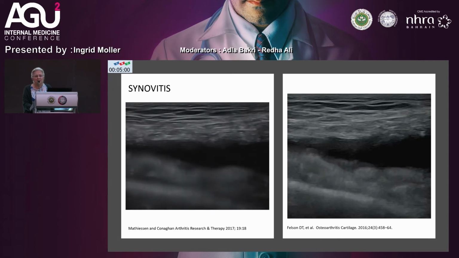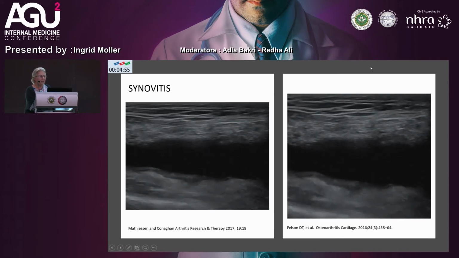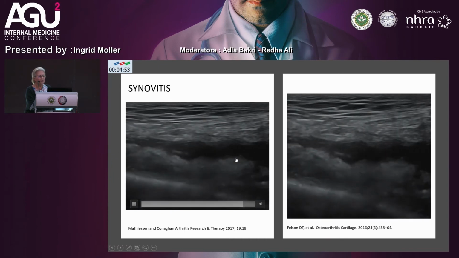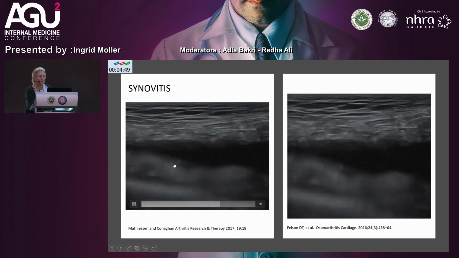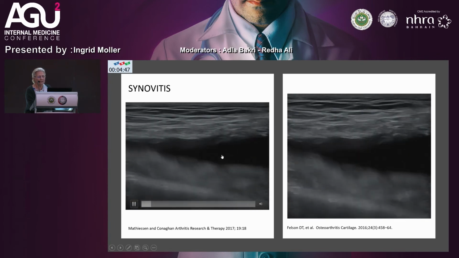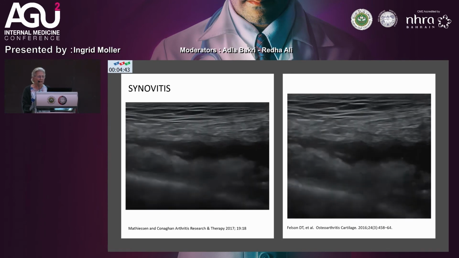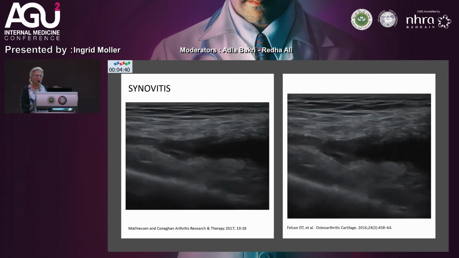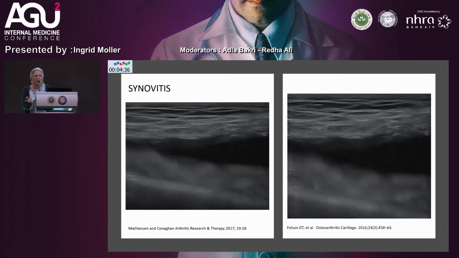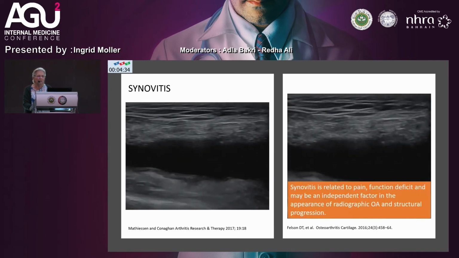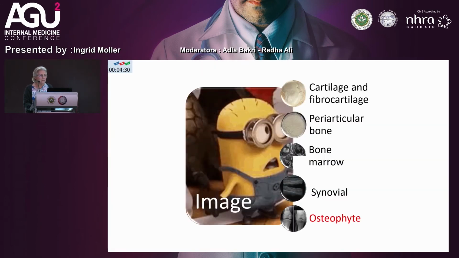Can we see the synovitis? Yes, this is something that we can see and we can evaluate. And here you see synovitis. This is the suprapatellar recess of the knee joint that we are compressing. So when we compress, the fluid is displacing. In that case, it's a patient with effusion and some synovial hypertrophy. And synovitis has also been associated with a worse prognosis and with pain in our patients.